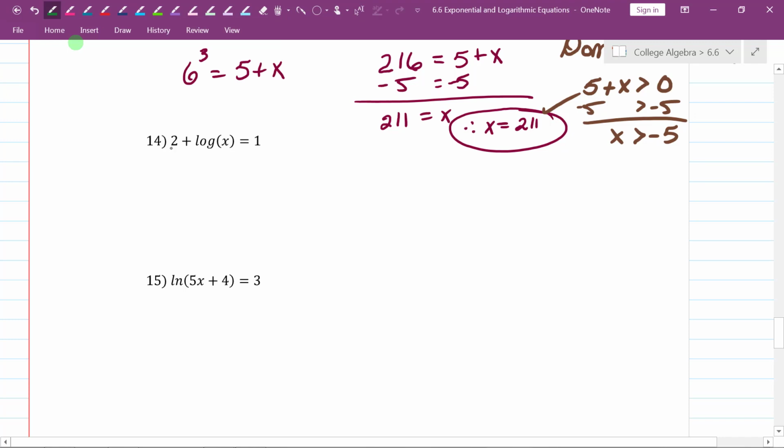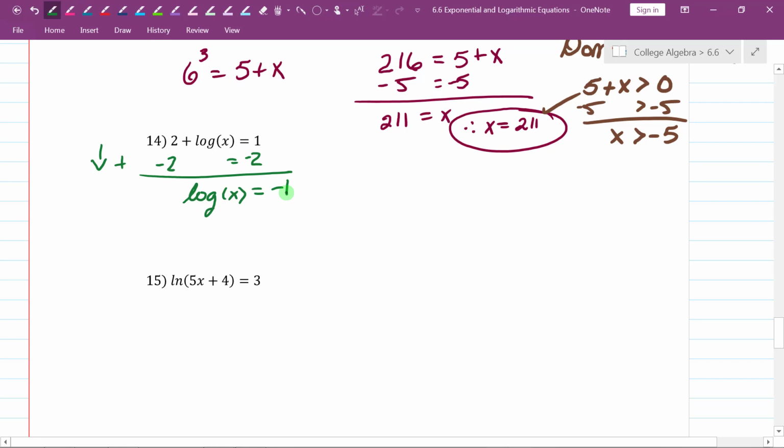The first thing I want to do is actually bring this 2 over to the 1. So I'm going to subtract 2 from both sides and add going straight down. So 2 plus -2 is 0. Log of x is just log of x. 1 plus -2 is -1.